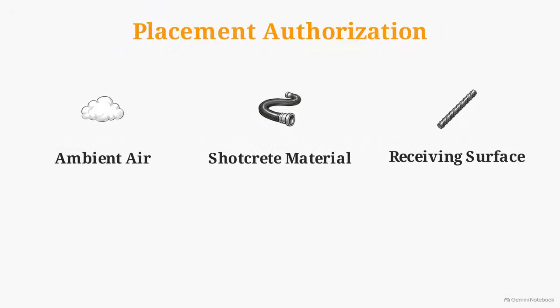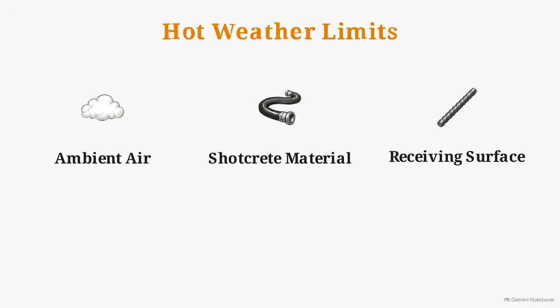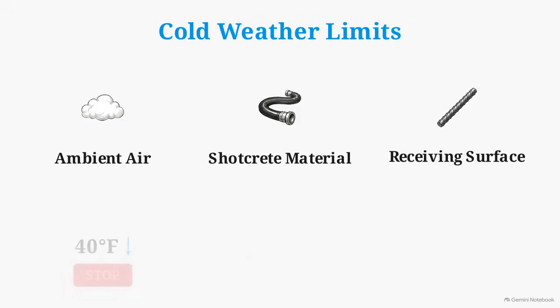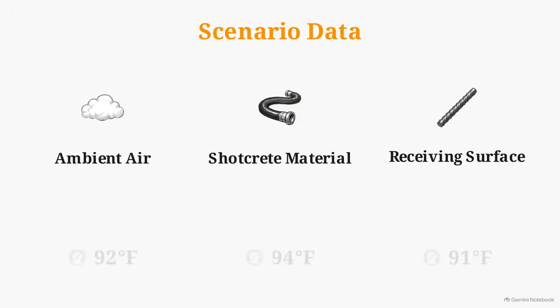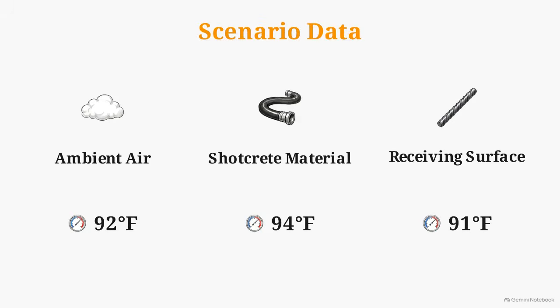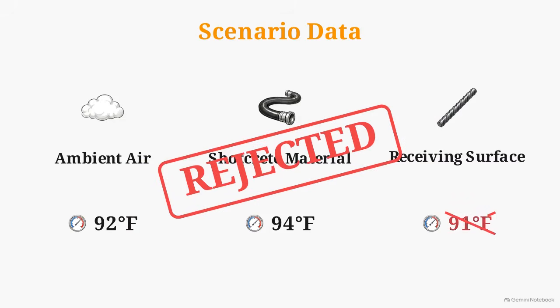Rule 8 requires that regardless of how cold the air is, the shotcrete material must be kept at 50 degrees or higher at the time of placement. Consider this scenario. The air is 92 degrees, the shotcrete mix is 94 degrees, and the steel rebar is 91 degrees. Based on the rules, decide if placement is authorized. Placement is rejected. While the air and mix are within limits, the 91-degree rebar exceeds the surface limit set by Rule 6.